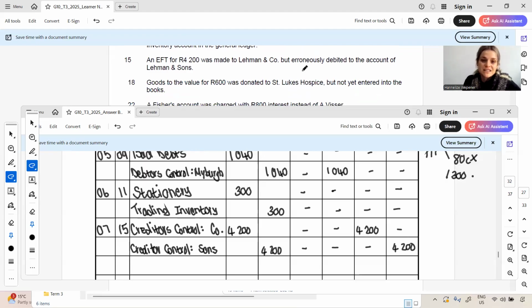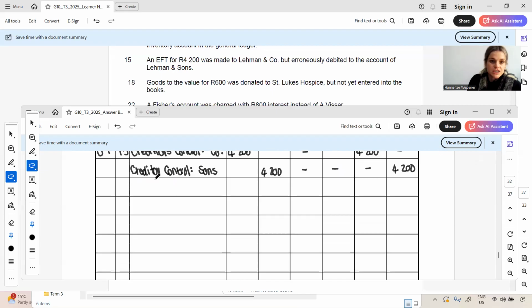Goods to the value of 600 Rand was donated, but not yet entered. So once again, if you donate cash, like with drawings, if the owner takes cash, it is CPJ because it's a movement in your money. But this is now movement in your goods once again, and that's why it goes to your GJ.